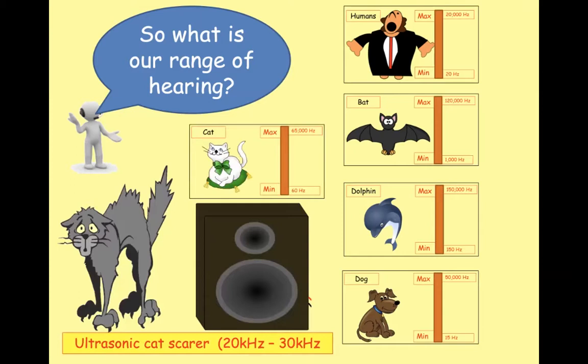So we humans invented an ultrasonic cat scarer to scare the cats. Basically, the ultrasonic cat scarer uses 20,000 hertz to 30,000 hertz to scare the cat. It's quite loud for that.